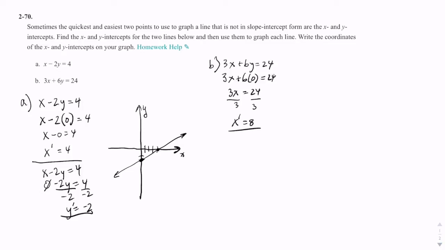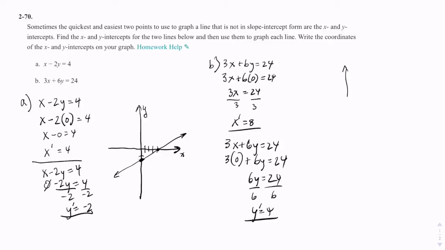Okay. Then for the y-intercept, same thing. 3x plus 6y equals 24. For the y-intercept, we put a 0 in for x. So we get 6y equals 24. We divide both sides by 6, and we get y equals 4. So the y-intercept is 4.